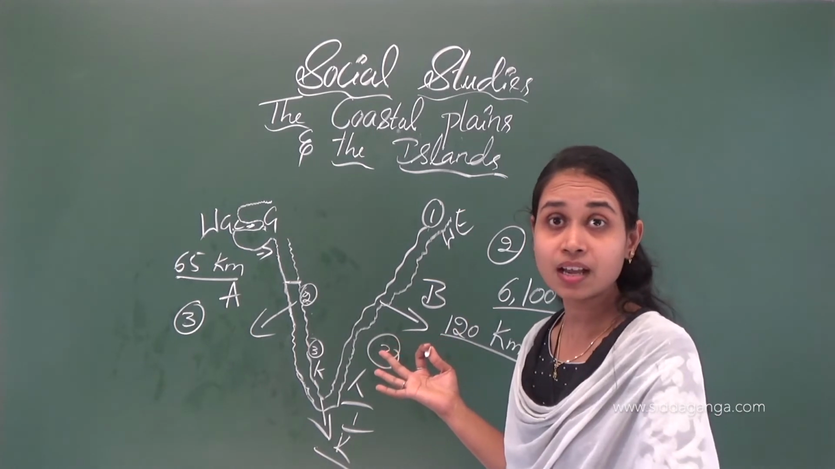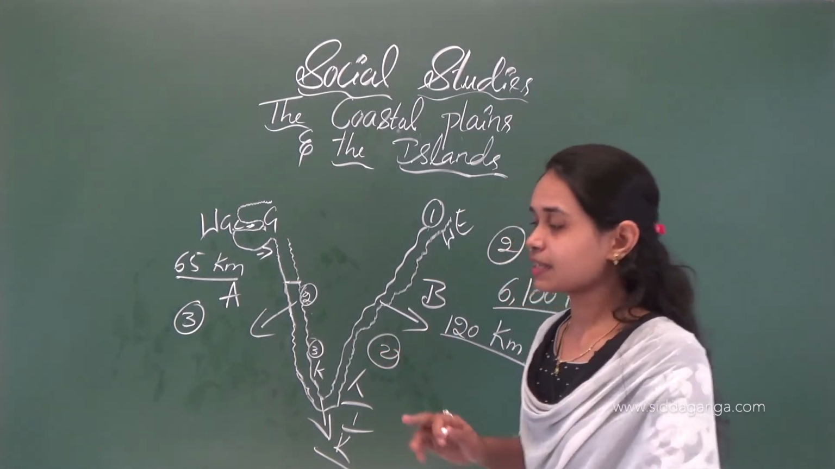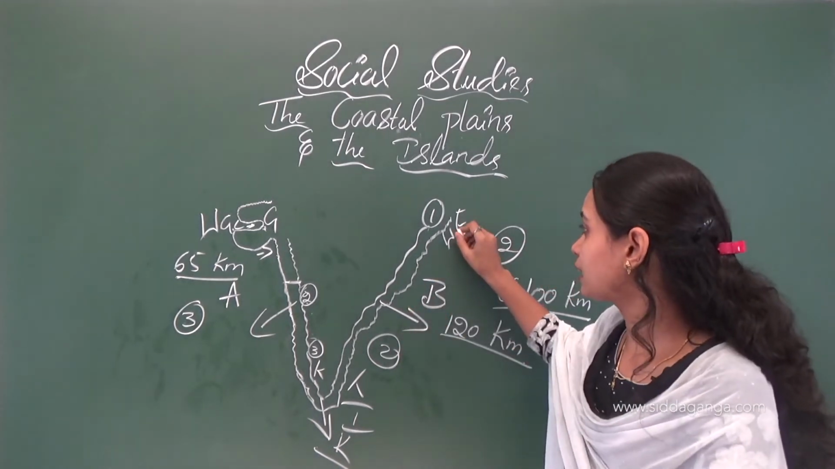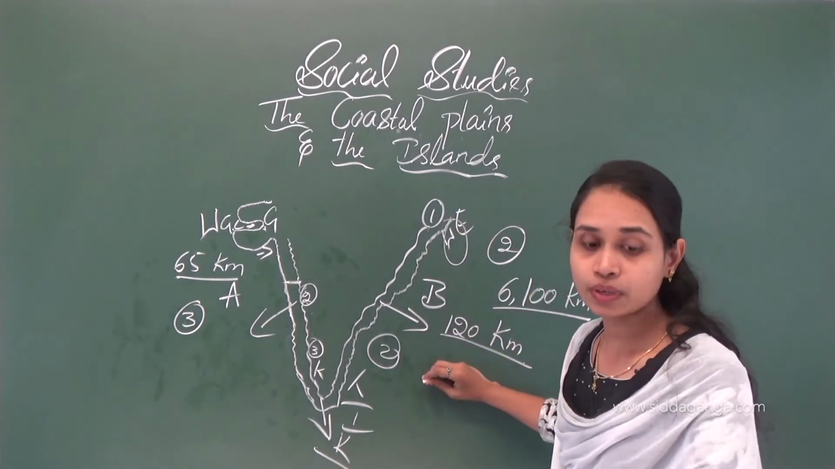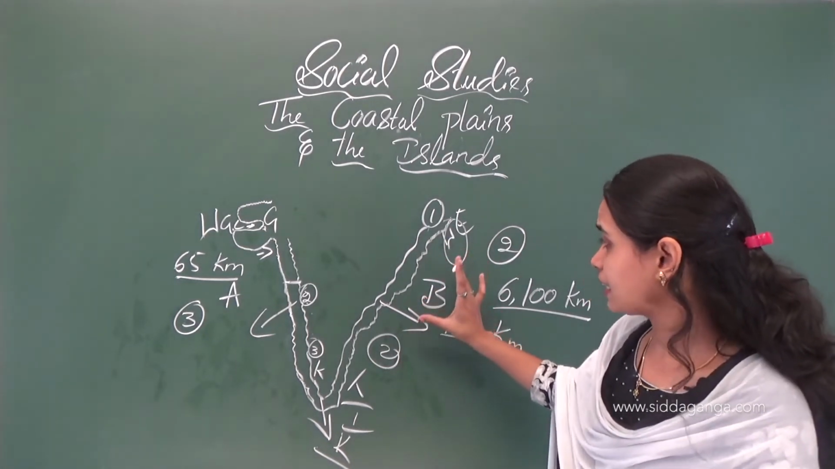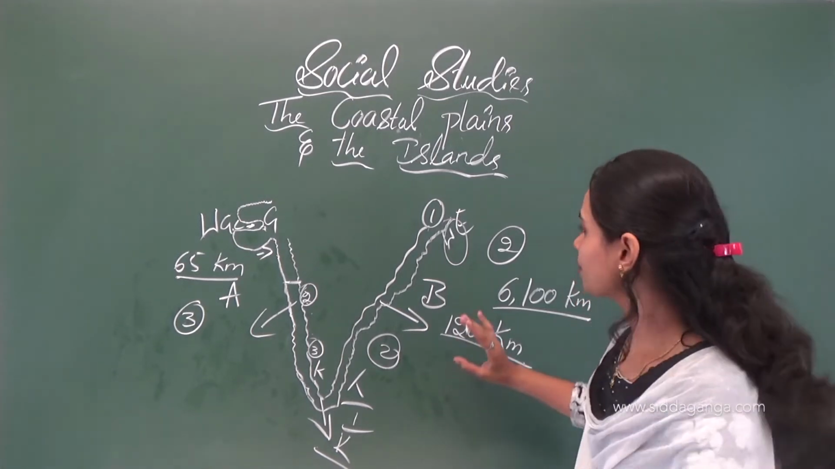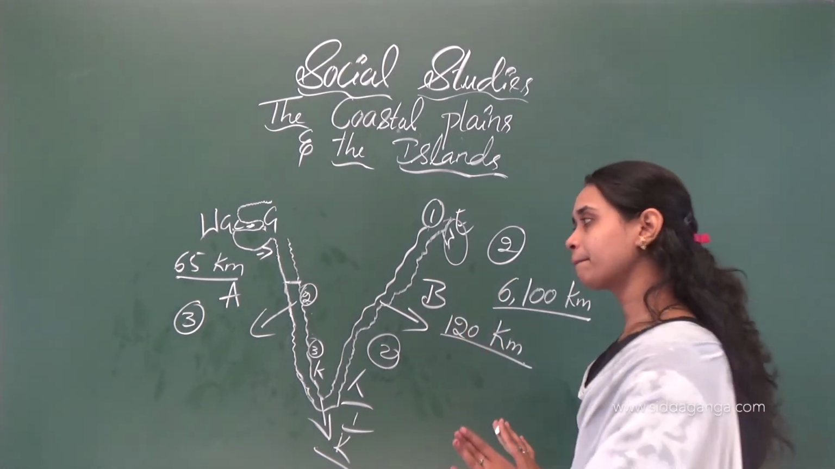They form deltas also. Yamuna and Ganga form the delta. It forms a large delta here. Yes, so here in the eastern coastal plain we can see it. This is about the eastern coastal plain.